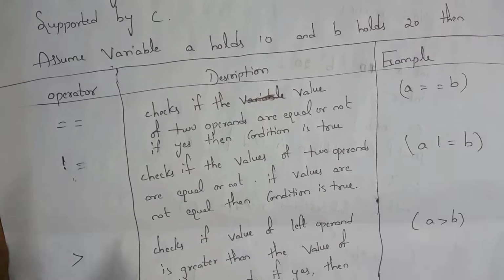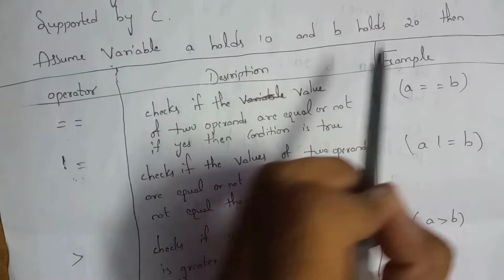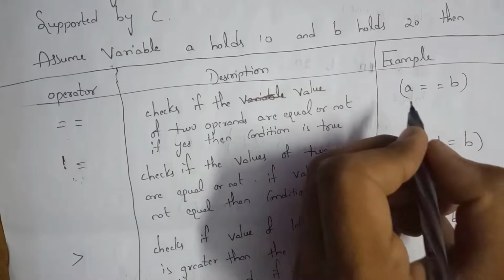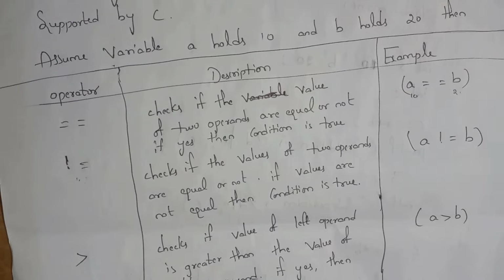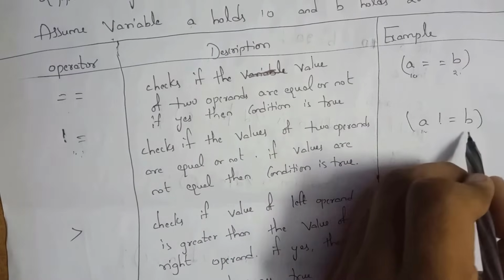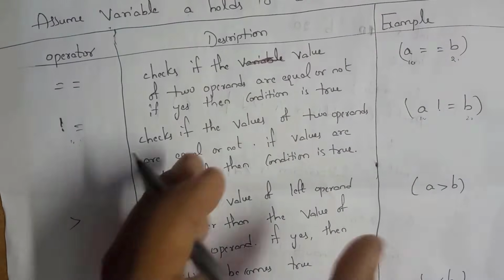And similarly not equal to. Not equal to operator is used to check whether two operands are equal or not. If they both are not equal, then condition is true. Here value of a is 10 and value of b is 20. So a is not equal to b. This condition is not satisfied. And similarly here value of a is 10 and value of b is 20. So a is not equal to b. This condition is satisfied. So this condition is true.